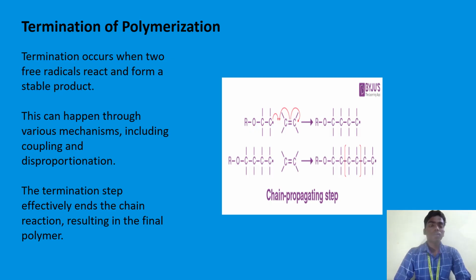The last step is termination of polymerization. Termination occurs when two free radicals react to form a stable product. The various mechanisms include coupling and disproportionation. The termination step effectively ends the chain reaction, resulting in the final polymer. In this termination, we get the final product, that is n number of polymers.